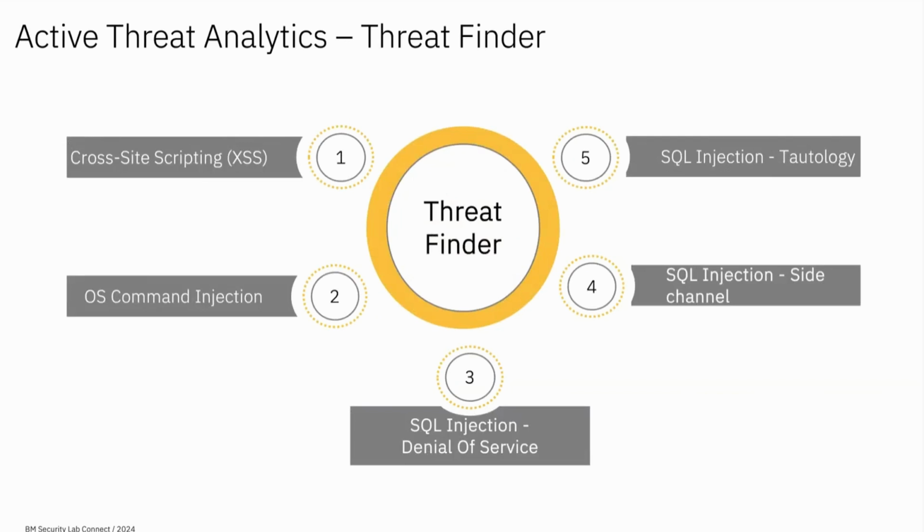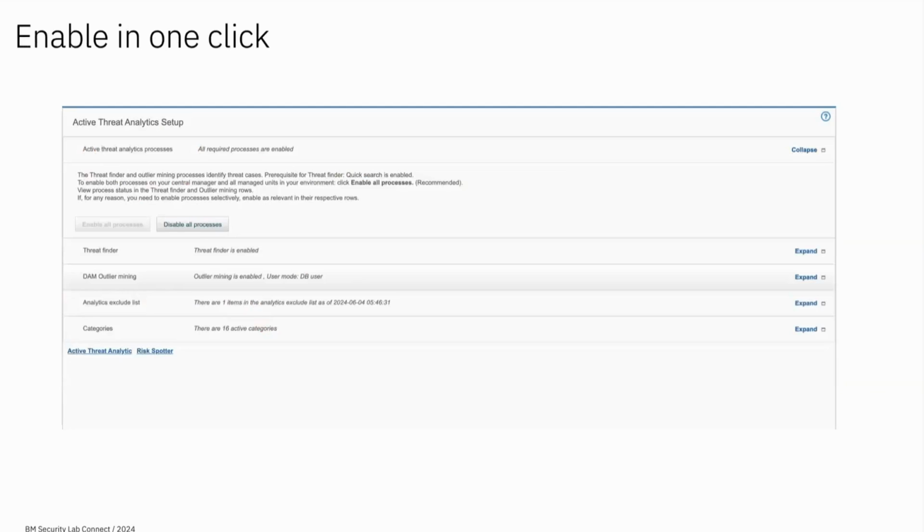Okay, now we understand outlier mining, we understand Threat Finder. How are you going to enable that on your system? It's just one click and you're all good to go. Threat diagnostic, which we have not covered in this seminar, is enabled on the collector out of the box. Outliers and Threat Finder must be enabled. On the active threat analytics setup page, you can enable Threat Finder and outliers by clicking enable all process. Threat Finder is enabled on the central manager and outlier mining is enabled on collectors and aggregators.